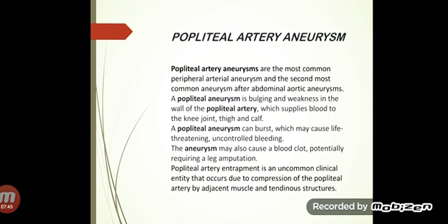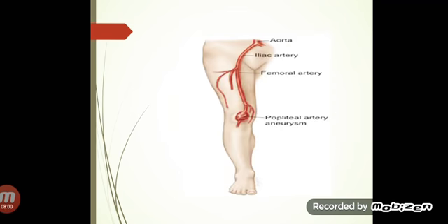Popliteal artery entrapment is an uncommon clinical entity that occurs due to compression of the popliteal artery by excess muscles and tendinous structures. You can see in this picture.